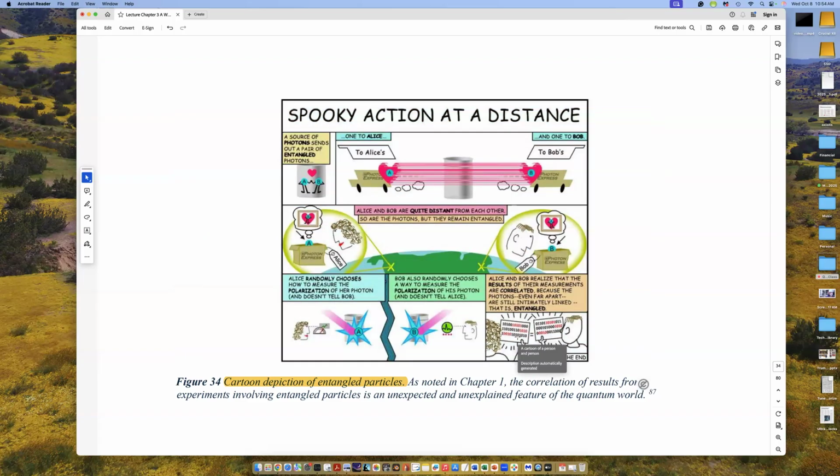If you look closely here, I can't make it any bigger, or can I? I don't think I can. But every time he got a 0, she got a 1. And every time she got a 0, he got a 1, and so forth.